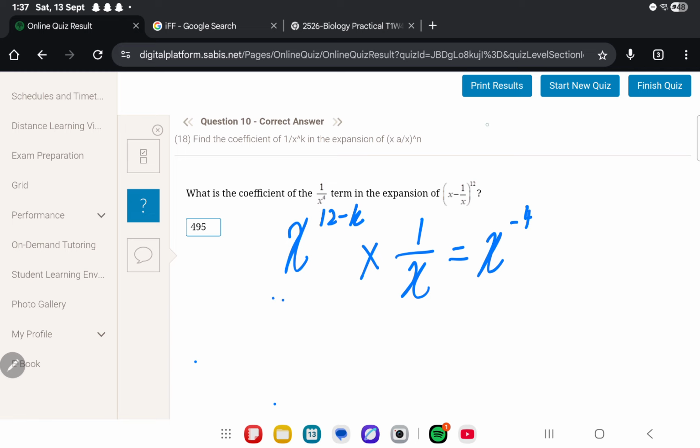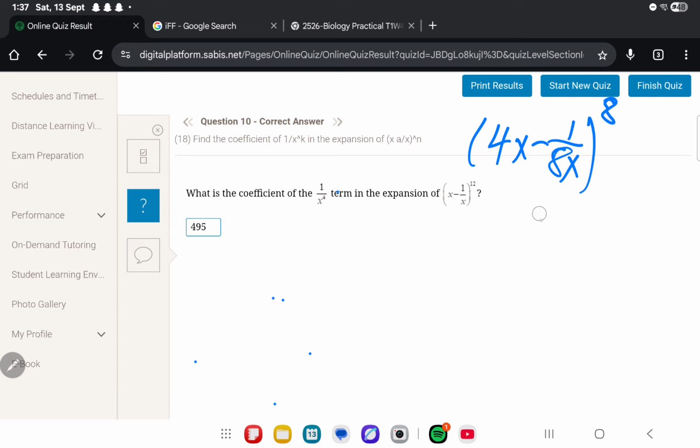If you have, for example, 4x minus 1 over 8x, ignore whatever is here and here. Let's say this is raised to the power of 8. I'm going to explain this using this example that I just gave you because it's a bit harder. Let's say you want to find the 1 over x to the power of 5 term. This can be rewritten as x to the power of negative 5.